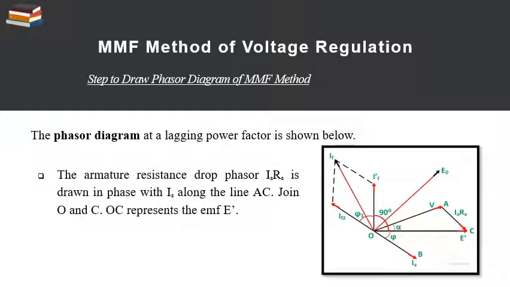The armature resistance drop phasor IA into RA is drawn in phase with IA along the line AC. अब हमें IA into RA लॉसेस को ड्रॉ करना है, जो कि वोल्टेज पे ड्रॉ होते हैं, और IA into RA लॉसेस जो होते हैं वो करंट के सेम फेज में होते हैं. तो ये करंट अगर मेरा ऐसा जा रहा है तो इसी के पैरेलल हमने एक IA into RA लॉसेस बनाए जिसको हमने AC से रिप्रेजेंट किया हुआ है.